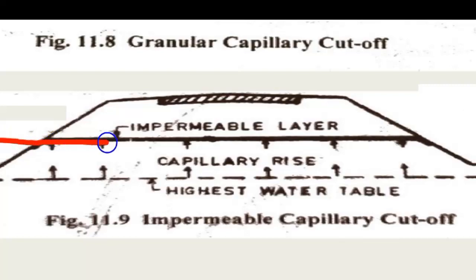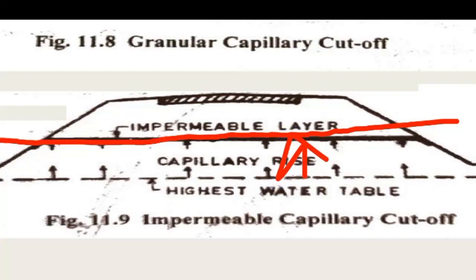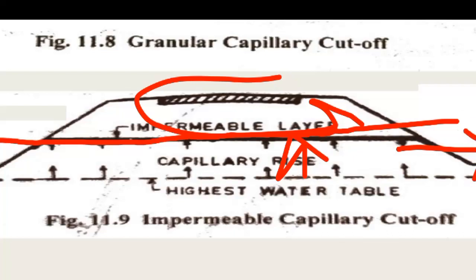So in the same location, instead of the granular material, we are placing the impermeable layer or bituminous blanket. This bituminous layer will prevent the entry of water from lower layers to the upper layer, so it won't get damaged and this water is taken out through the side drains.